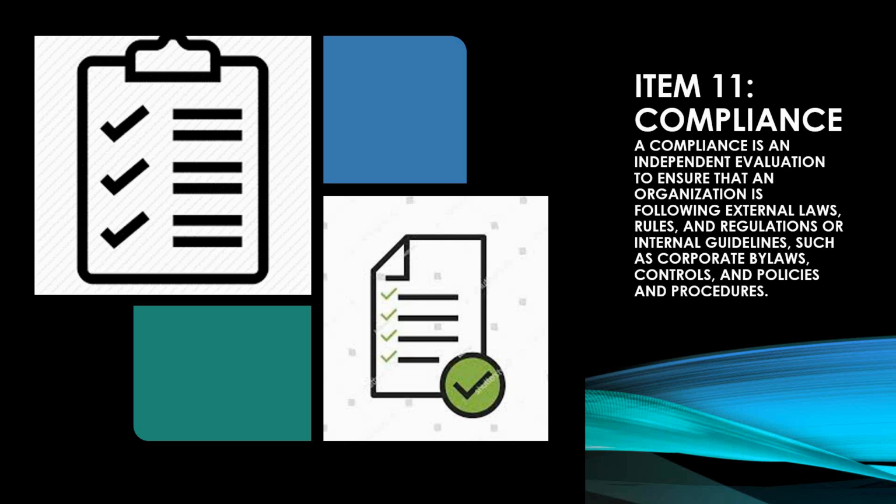The last item that we are going to talk about is Item 11, compliance. Compliance is an independent evaluation to ensure that an organization is following external laws, rules, and regulations or internal guidelines such as corporate bylaws, controls, and policies and procedures.